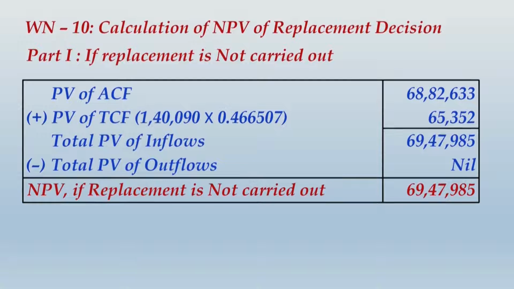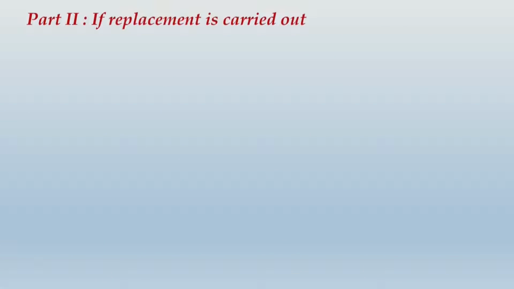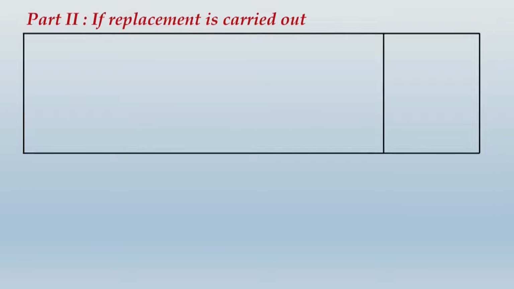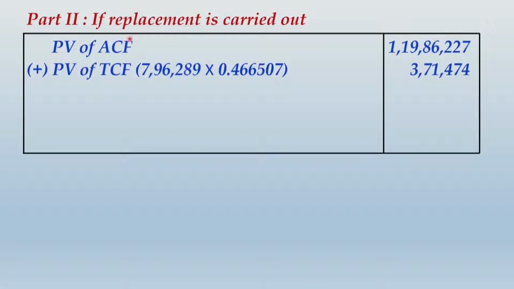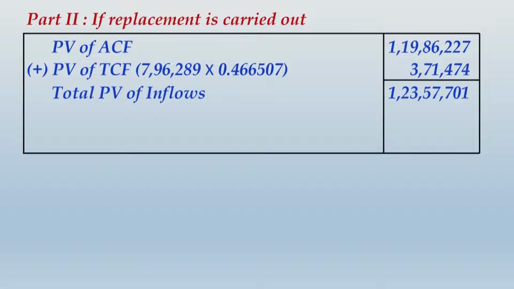Alright friends, once you have completed the calculation of NPV if replacement is not carried out, let us move ahead and compute NPV if replacement is carried out. In this case, the present value of annual cash flow is 1,19,86,227. The present value of terminal cash flow. This terminal cash flow we have already computed in the earlier working. 8th year PV factor multiplied to that, we get the PV of terminal cash flow. Taking aggregate of both the PVs, we get the total PV of inflows.